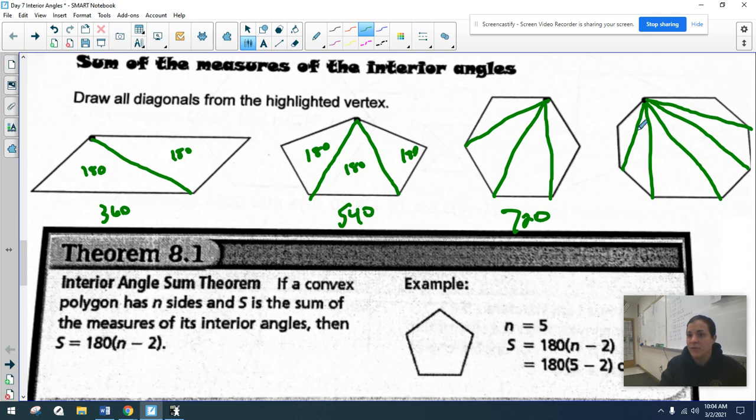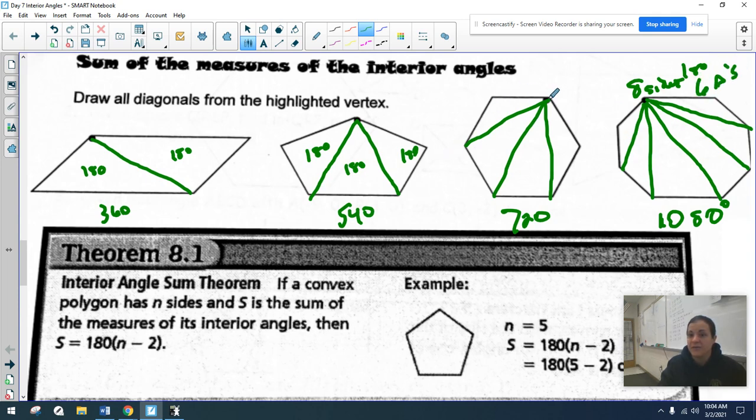And then this one has 1, 2, 3, 4, 5, 6 triangles. So that's going to be 6 times 180, which is 1,080 degrees. So this one has 1, 2, 3, 4, 5, 6, 7, 8 sides. So notice if I have 8 sides, I have 6 triangles.